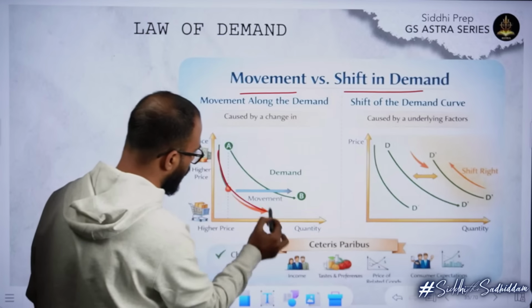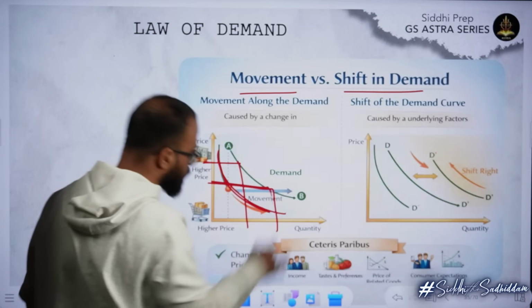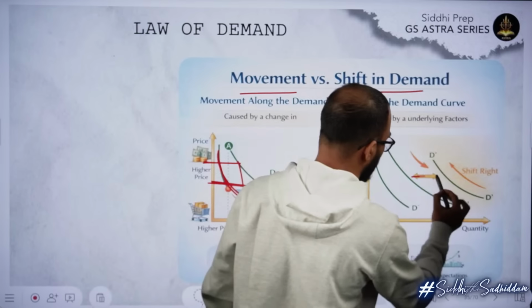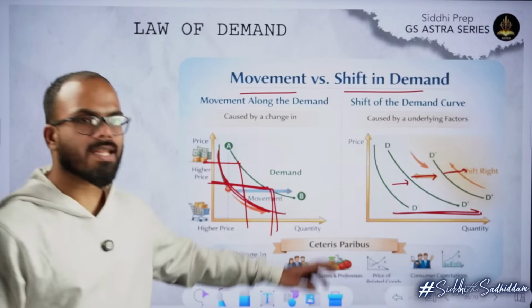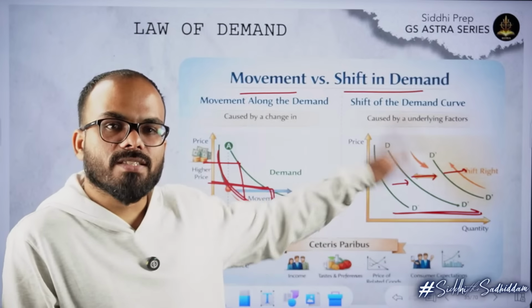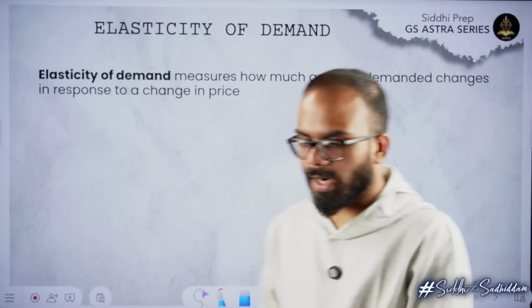Movement is when you are going along the same line. You are moving on the same line. This is called movement. Shift is when the whole demand changes because of various factors. For any kind of factors, if it changes, that is called a shift with respect to the demand curve.